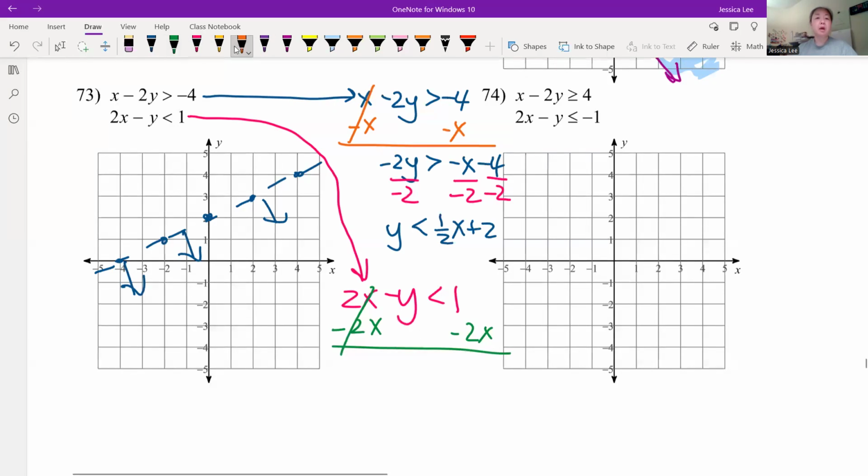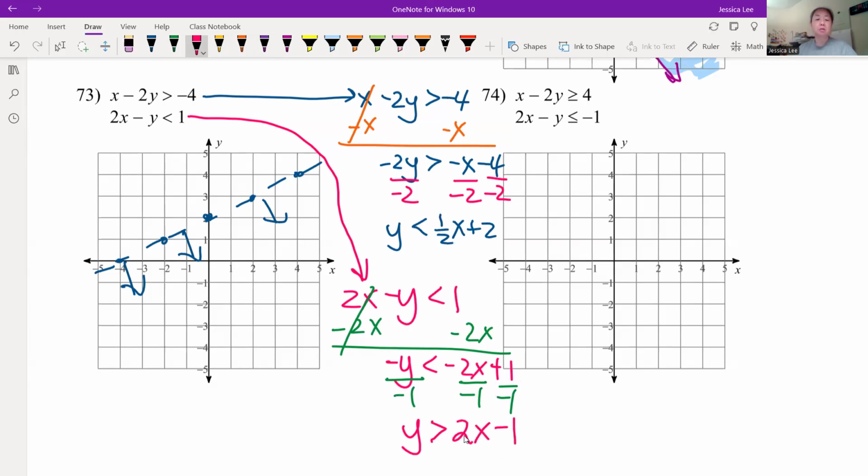All right, and then we have negative y is less than negative 2x plus 1. And we just need to get rid of that negative, so we're just going to divide by negative 1 for everything. When we do that, what we get is y. Again, we've got to flip the inequality, so it's greater than. This is going to be just positive 2x minus 1.